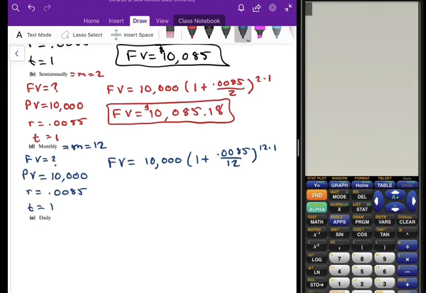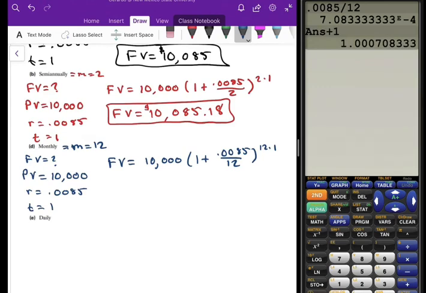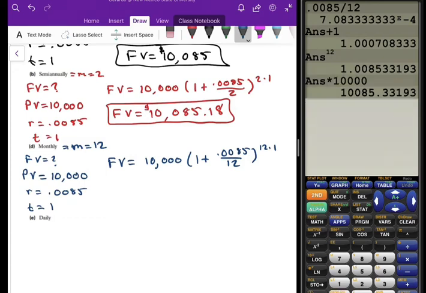So again, let's get that in. We start inside the parentheses, and we know that division comes before addition. So 0.0085 divided by 12 plus 1, to the power of 12, times 10,000. So that means that my future value equals $10,085.33.